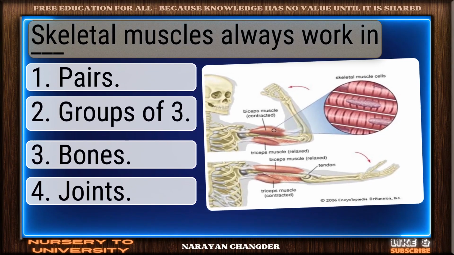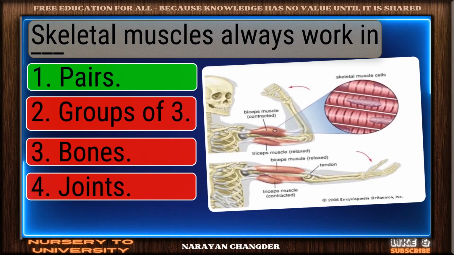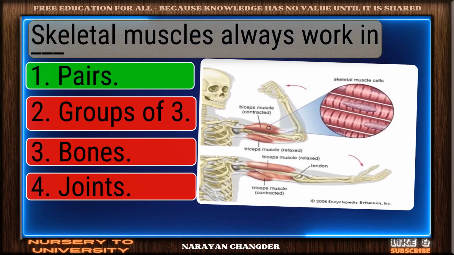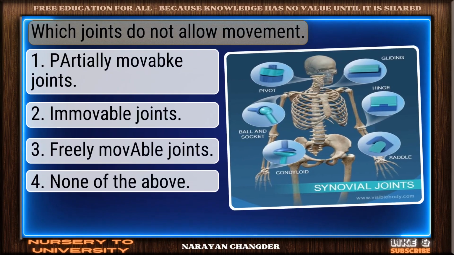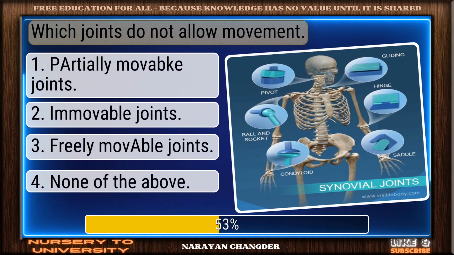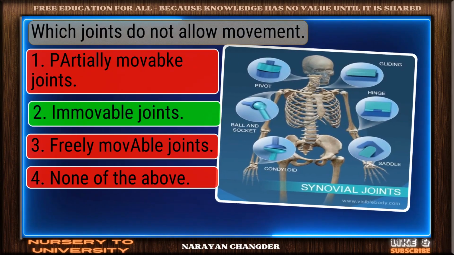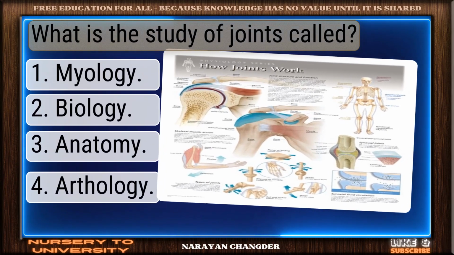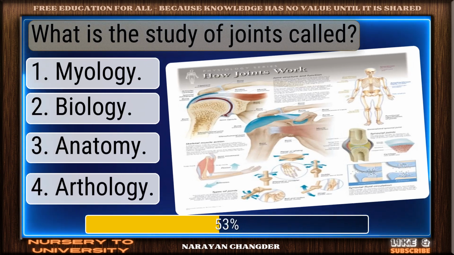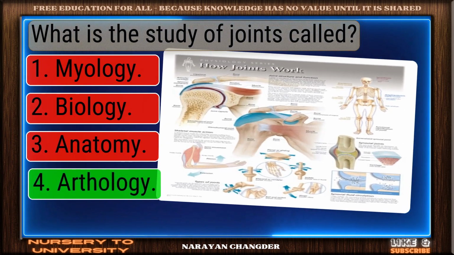Skeletal muscles always work in dash. Clear logic. Your choice pairs is sound and 100% true. Which joints do not allow movement? Good job. Your answer, immovable joints, works well here. What is the study of joints called? You're right. Orthology is the correct answer.